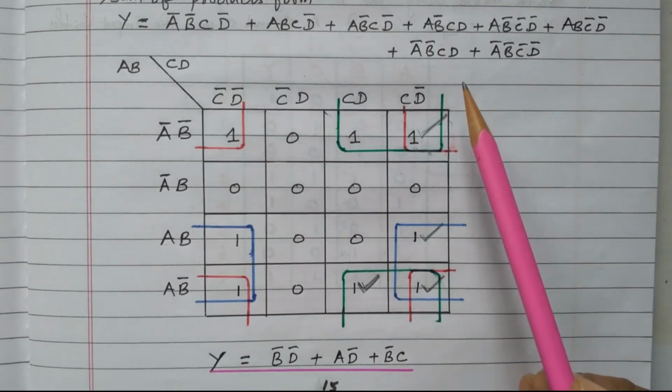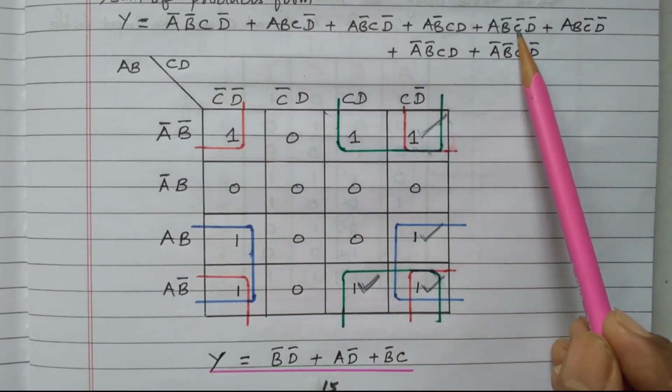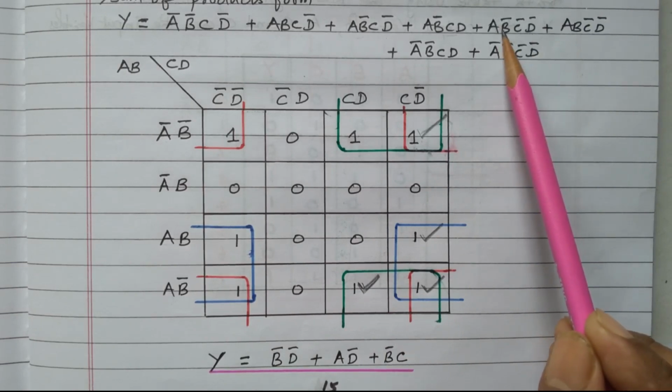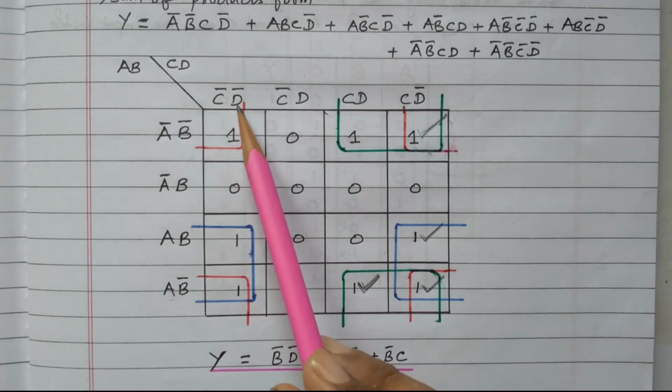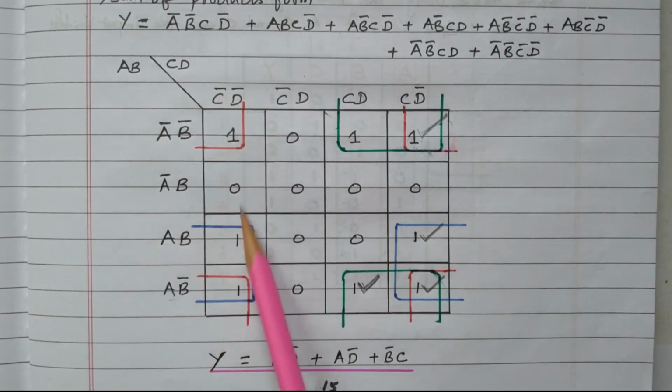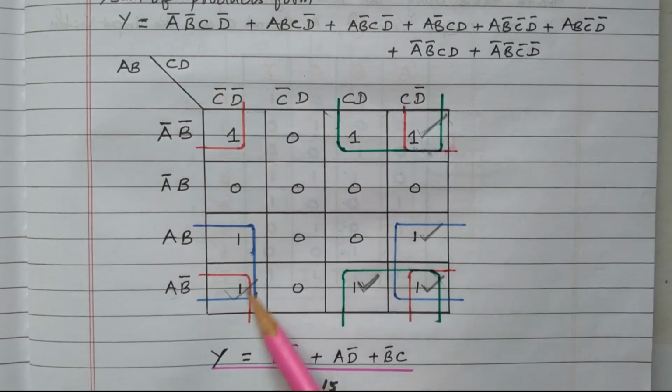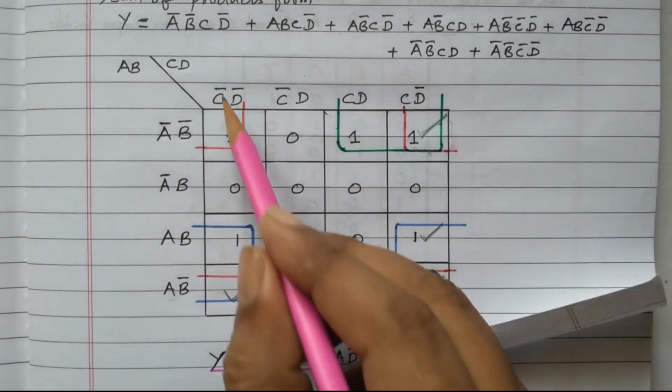Right. We'll go to the fifth term. A, B bar, C bar, D bar. Where is A, B bar? This is A, B bar. Where is C bar, D bar? C bar, D bar is available here. So A, B bar, C bar, D bar. This is the fifth term.